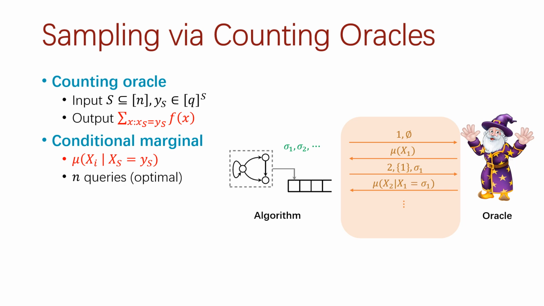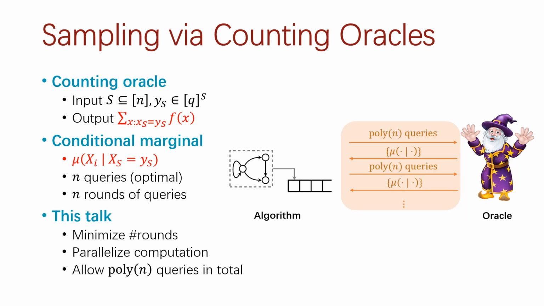The number of queries of this algorithm is n, which can be shown to be optimal. However, this algorithm is inherently sequential. It needs n rounds of queries in total. In this talk, we will focus on minimizing the number of rounds of queries by allowing any polynomial number of queries in total.